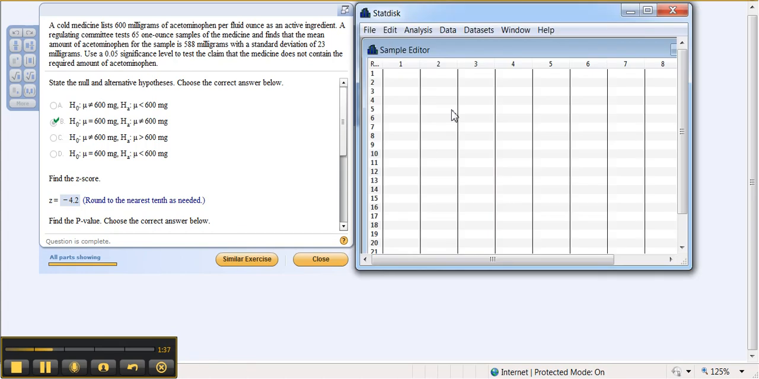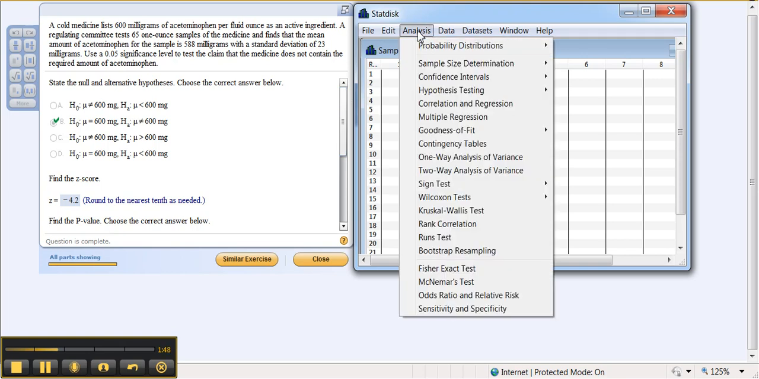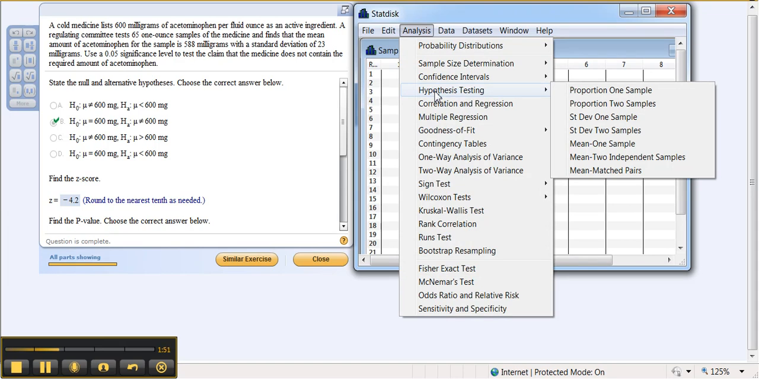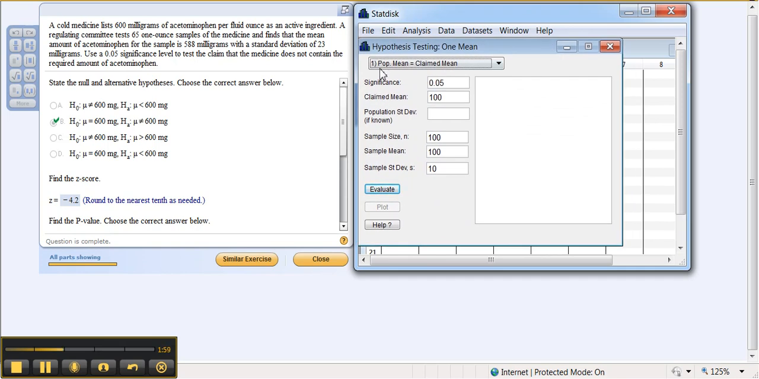Now I'm going to open up Statdisk here, and we're going to put the information in. I'm going to go into analysis, hypothesis testing, and then mean one sample. Now our population mean equal to the claim mean. You see you have some options here, and we want that first one. It doesn't say anything about greater than or less than. We just want to test to see if the mean is equal to 600 like we claim.